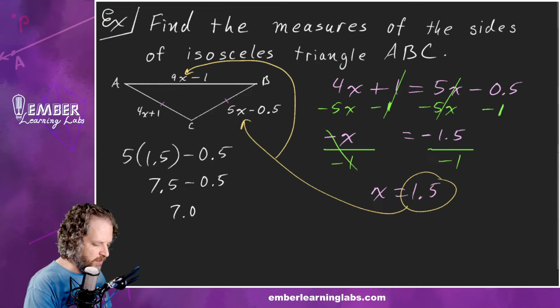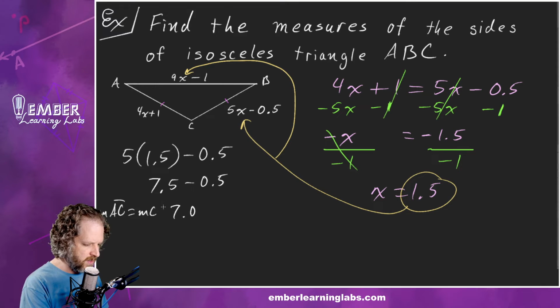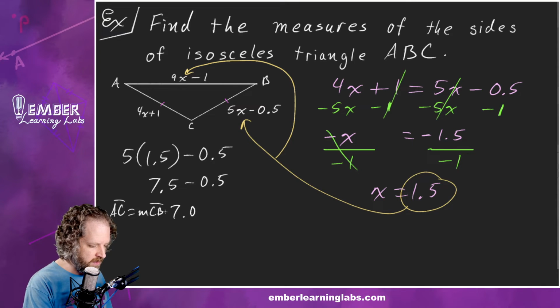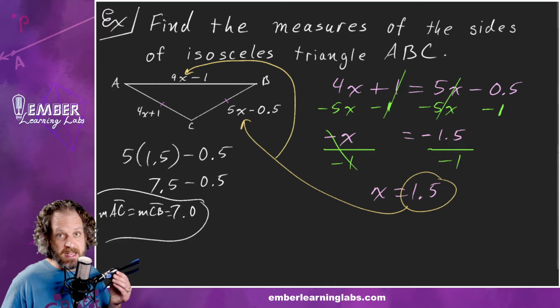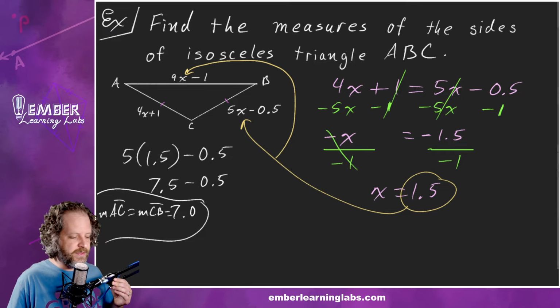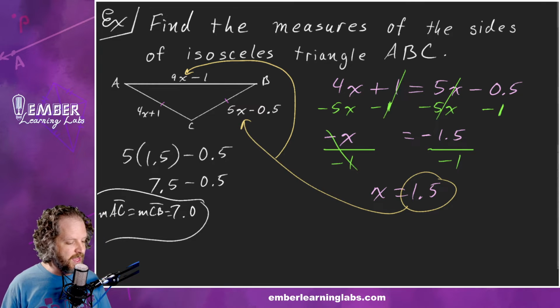So we'll label this as the measure of AC equals the measure of CB. You could label that, oops, CB equals 7.0. All right, you could label that as BC as well, or CA, or whatever. Those are the same names. So they're all equal. So there it is.